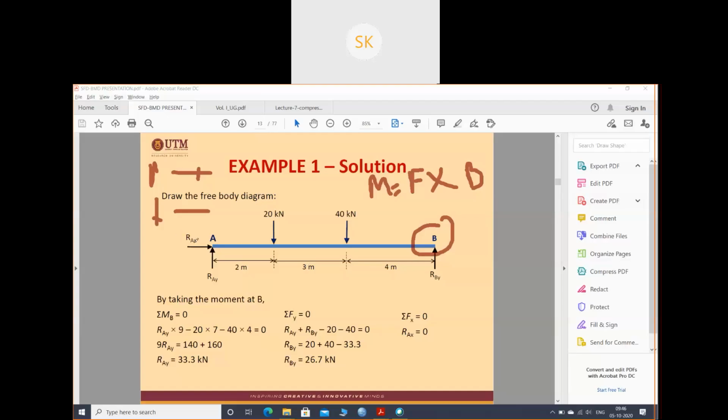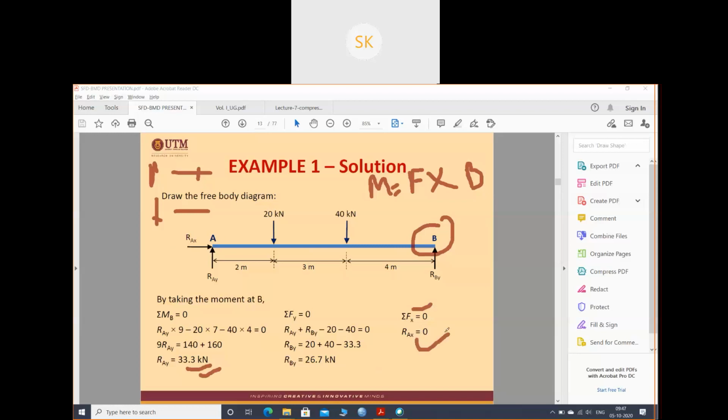Those who answered 24 and 1 were correct. So I have used this equation. Now I can use the summation of all the vertical forces equals 0. See, the horizontal force will be 0 because there is no other horizontal force. Right? So summation of Fx equals 0, so Rx equals 0.